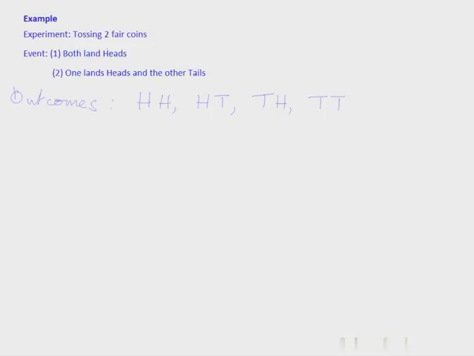So what's the sample space? It's the set of all possible outcomes, and I lazily put curly brackets and I'm done. What's the event I'm looking at? Both land heads. So both tosses give me a head. So let's call the event A. The event A is just HH.